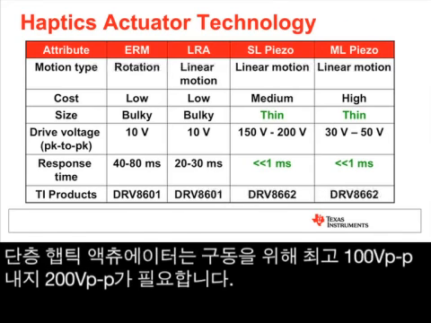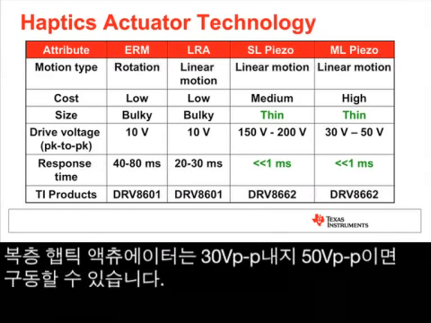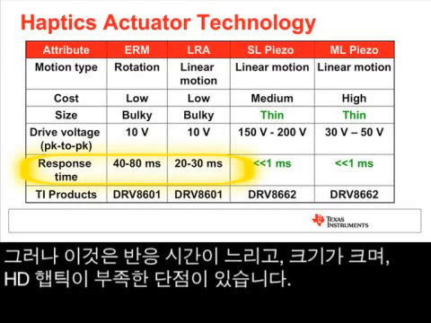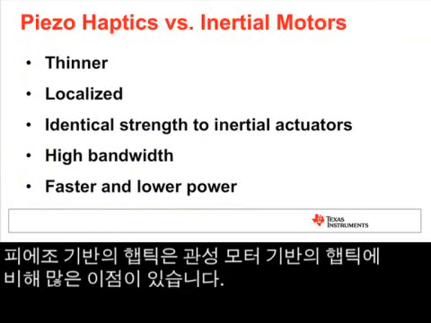Single-layer haptic actuators need 100 volts peak-to-peak to 200 volts peak-to-peak to drive. Multi-layer haptic actuators need 30 volts peak-to-peak to 50 volts peak-to-peak to drive. The inertial motor-based actuation elements can be used to provide cost-effective haptics. However, they are characterized by a long response time, bulky size, and lack of high-definition haptics. Piezo-based haptics have a considerable advantage over the inertial motor-based haptics.